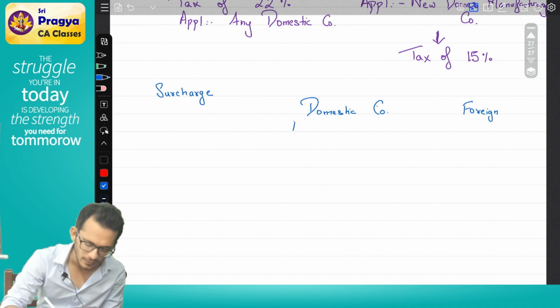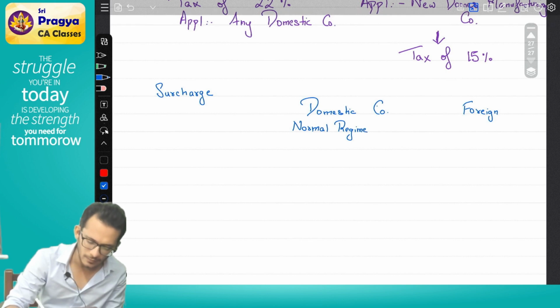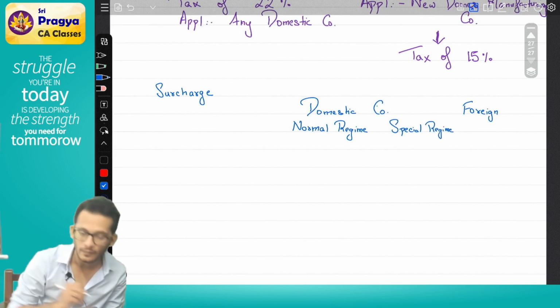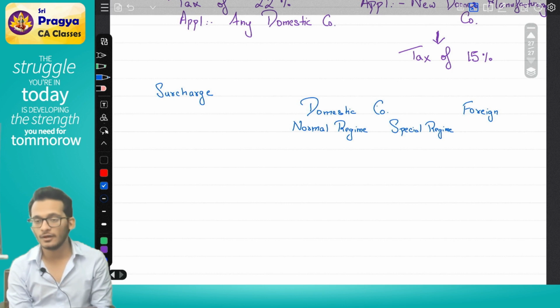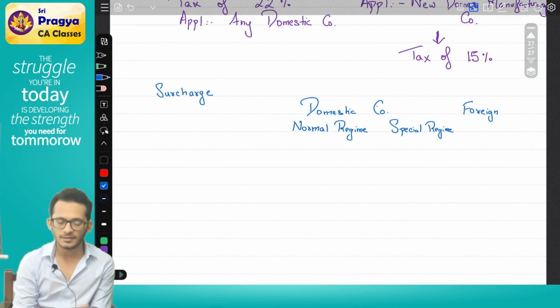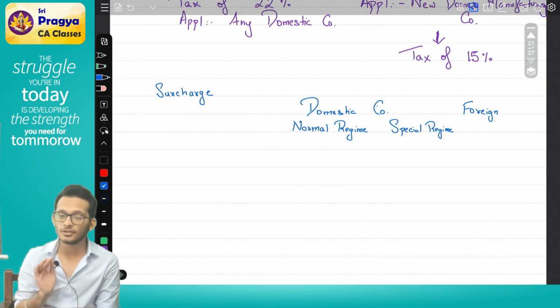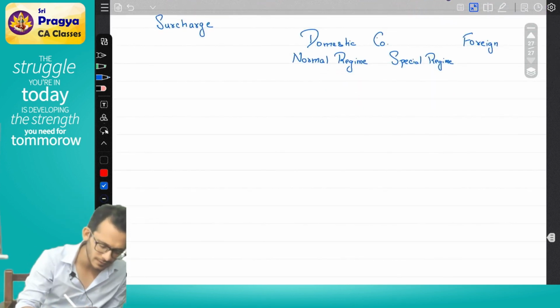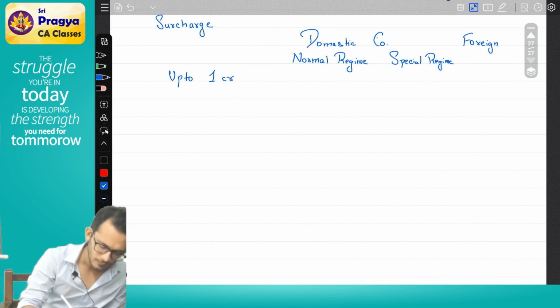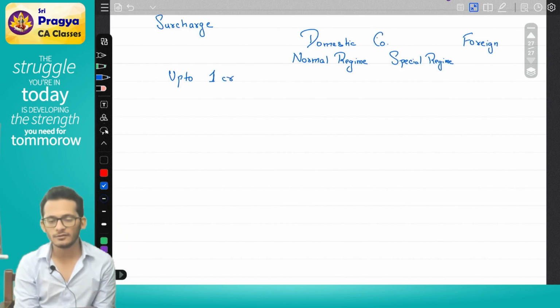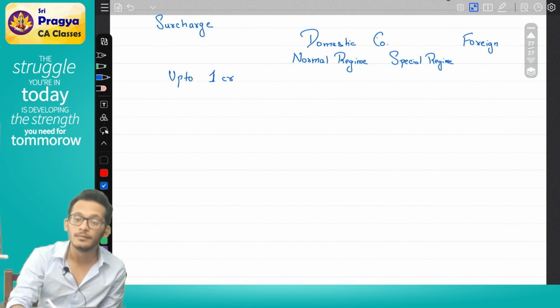One split is called the normal regime. The other is called the special regime. They came and said, Rahul, how do I decide whether you are rich or poor? They said, up to 1 crore, you are middle class, which means normal regime surcharge will be 0.